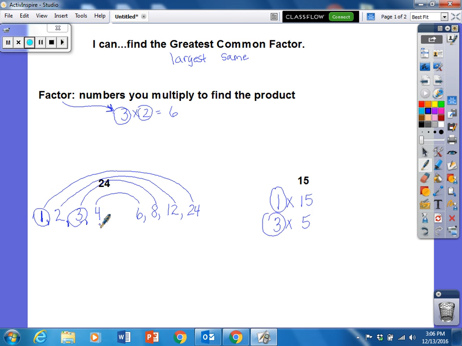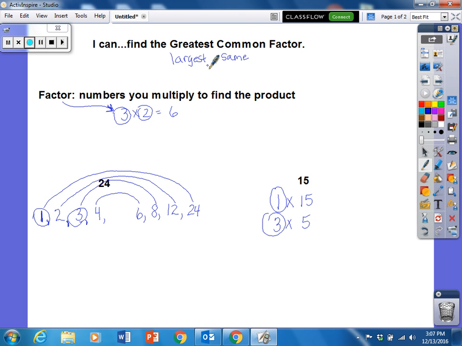Is there a 4 in common? No. 5? No. 6? No. 7's not in either of them. 8? Nope. 12? Nope. 24? Nope. And 15's over here? No. So my numbers that I have in common, or my common factors, are 1 and 3.